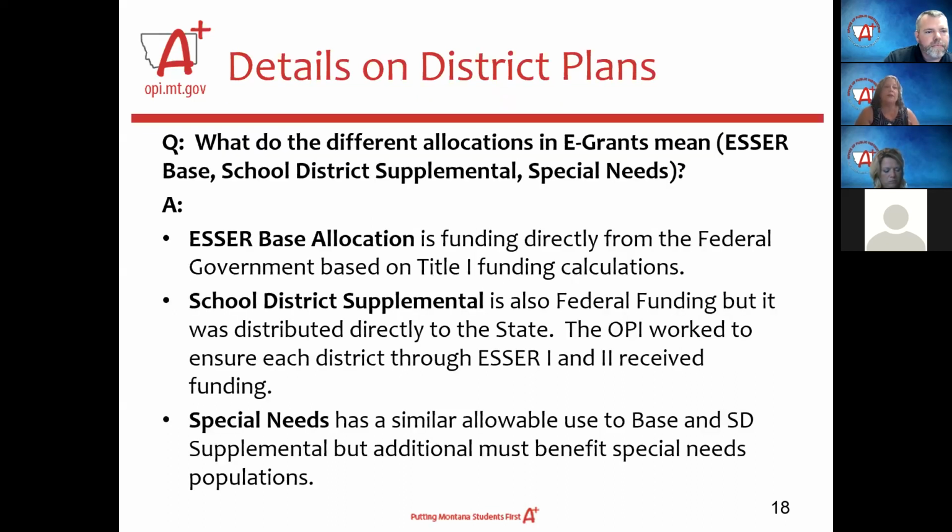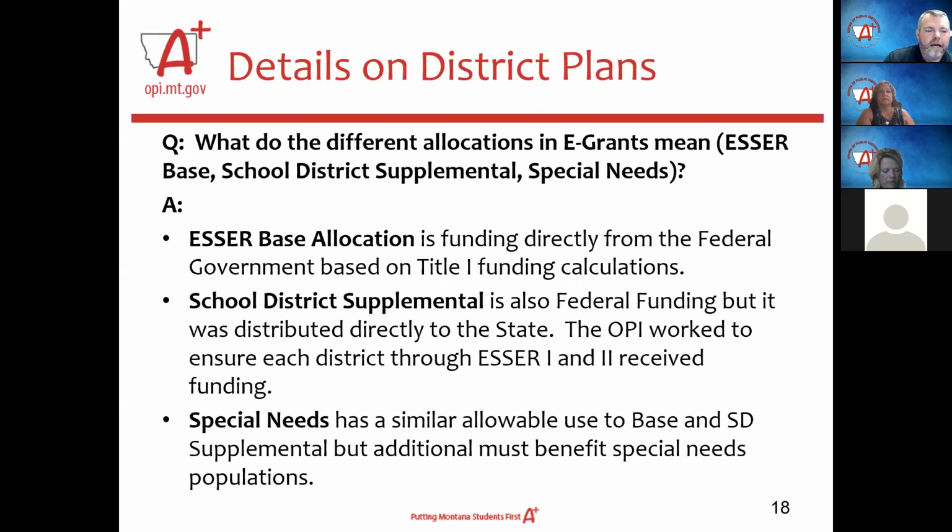Question: what do the different allocations in e-grants mean, such as ESSER base, school district supplemental, special needs? So you'll notice that in e-grants, you might have funding allocations in 3 different buckets. And we've been getting lots of different questions about what's the difference between those. The first, the ESSER base allocation, is the funding directly from the federal government that's based on Title I funding calculations. If you have a school district supplemental, it's also federal funding, but it was distributed directly to the state. OPI worked to ensure each district through ESSER 1 and ESSER 2 received funding.